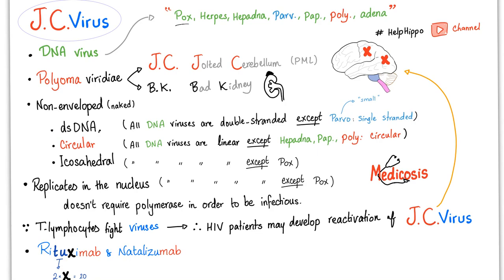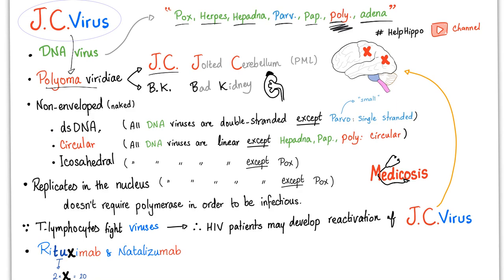Pox, Herpes, Hepadna, Parvo, Pap, Polyoma, Adeno. What's pox? This is the pox virus, herpes virus, hepadnavirus, parvovirus, papillomavirus, polyomavirus, which is today's topic, and adenovirus, which causes conjunctivitis.